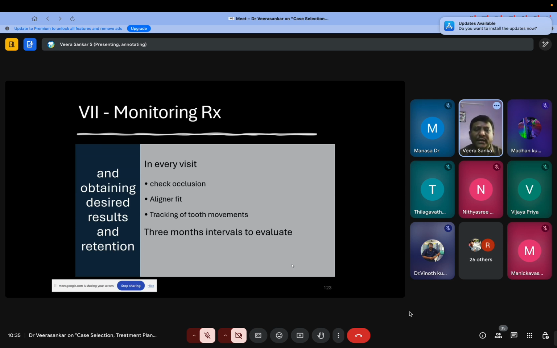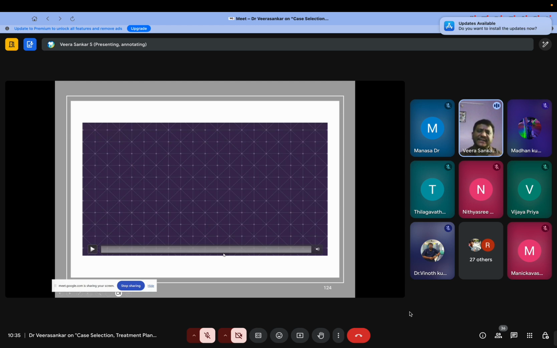How? We can recall the patient once in 3 months or so to check the position of the occlusion related to the ClinCheck. And we can check the fitting of the aligner over the teeth. If the fit is proper, there is nothing to worry about, because the tooth movement is tracking as per the aligner plan. So at least it is mandatory to review aligner patients once in 3 or 6 months, if possible. So yes, treatment monitoring is possible.